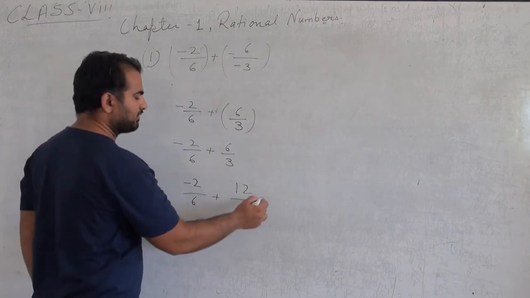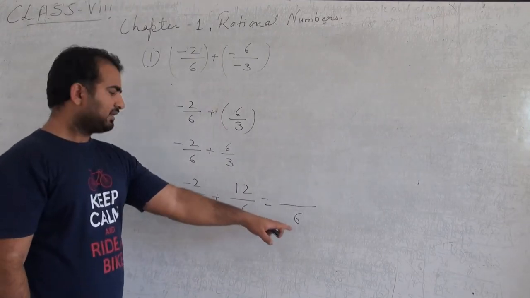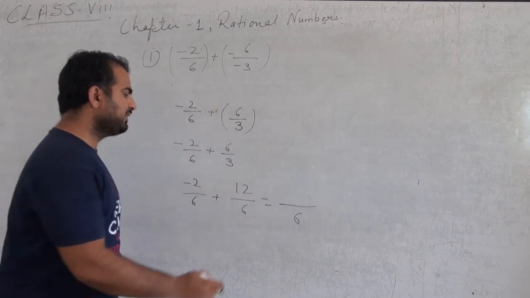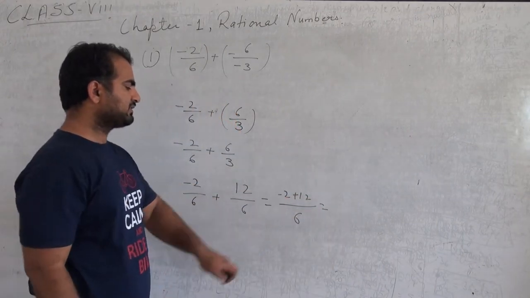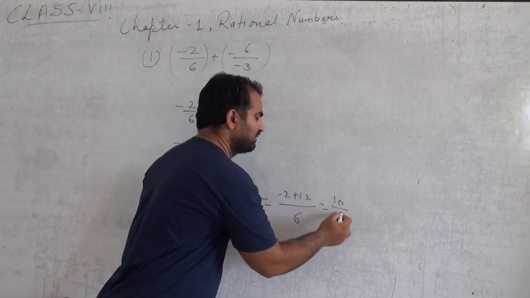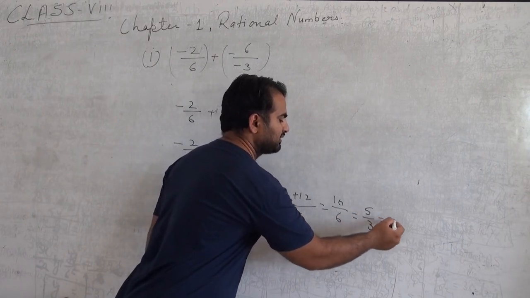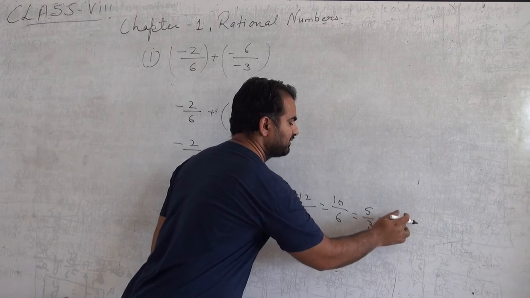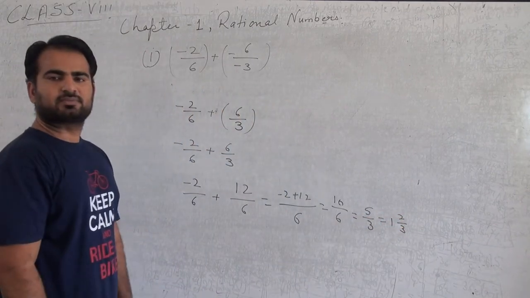Okay, now we take the common LCM, and minus 2 plus 12. 12 minus 2 is 10 by 6, or we can say that it is 5 by 3, or it is 1 2 by 3. This will be our final answer.